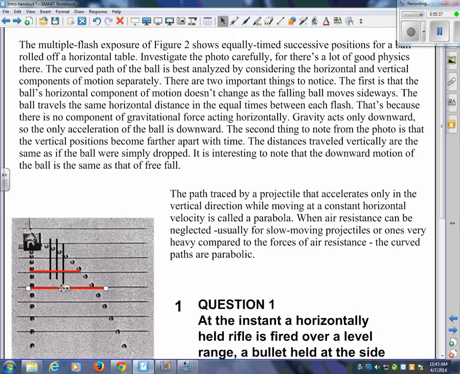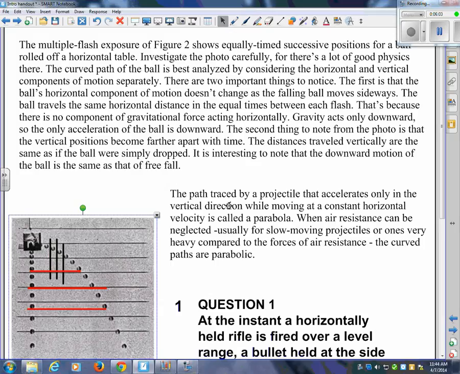Let me show you one last one. Right, this one here. Same exact position. How come? Gravity is accelerating them equally at minus 9.8, right? They're going to be at exactly the same spots vertically, regardless. Okay? So the downward motion of the ball is the same as that of free fall.